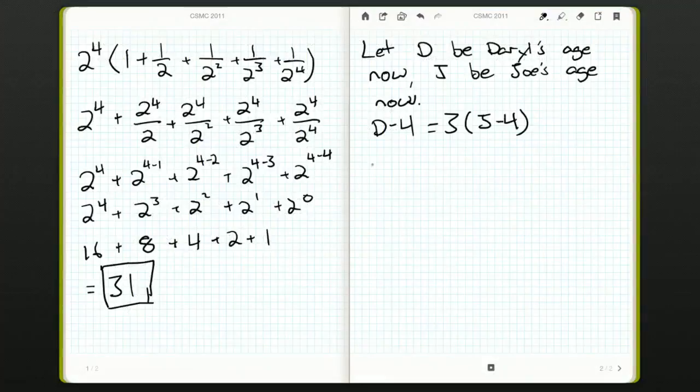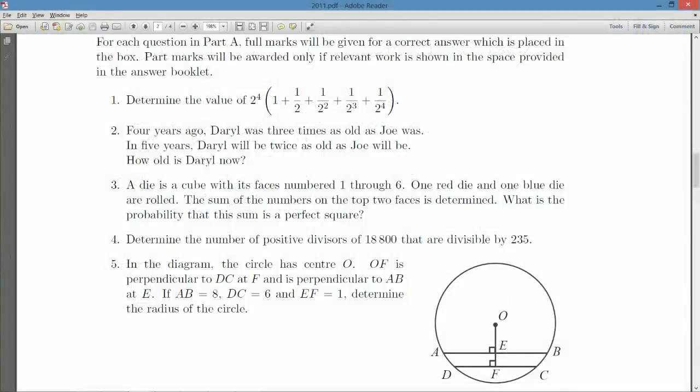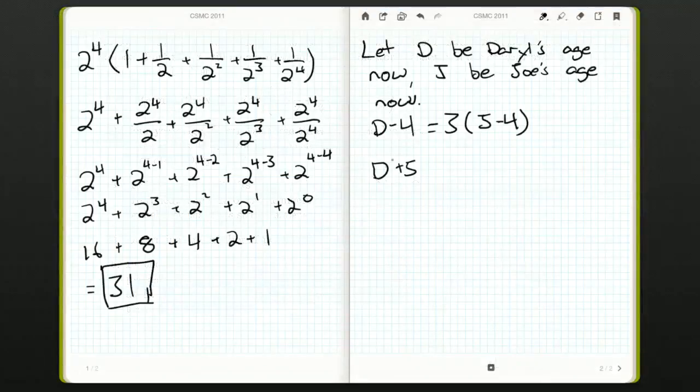So the other bit of information we are given is in 5 years. Well, in 5 years, Daryl is D years old now. So in 5 years, he will be D plus 5. And what does the question tell us? In 5 years, Daryl will be twice as old as Joe will be. So once again, we're going to need to talk about Joe's age in 5 years. So that's J plus 5. He's going to be twice as old as Joe in 5 years. Remember, Joe plus 5 years.